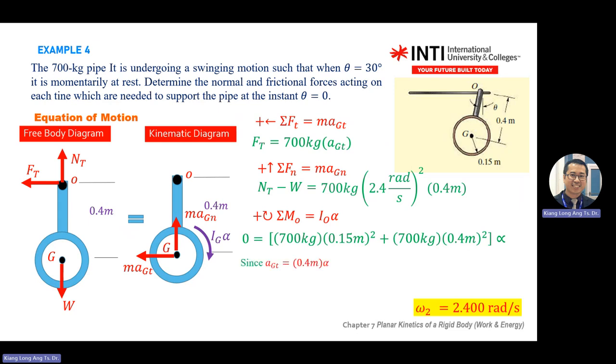Then alpha. a_T equal to alpha r. The acceleration in tangent direction equal to alpha r. So you write 0.4 alpha, put inside there. So we will solve: actually your alpha is 0, acceleration in tangent is 0, F_T is 0, and your normal contact force is 8.4 kilonewton. Put in 3 decimal places and 3 significant figures.